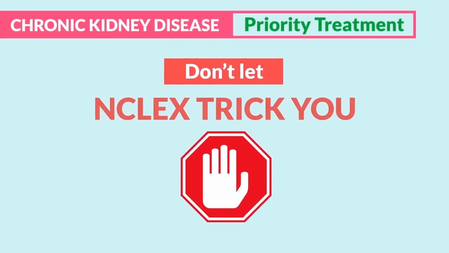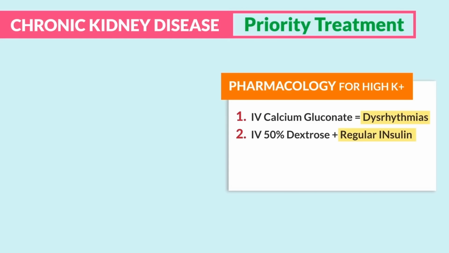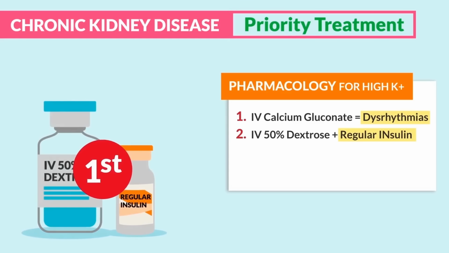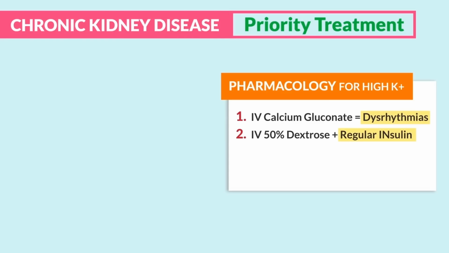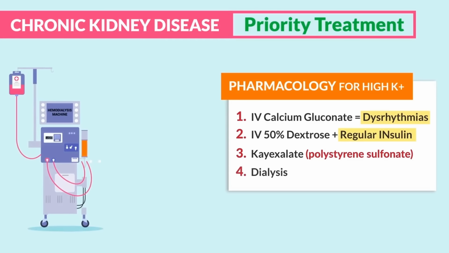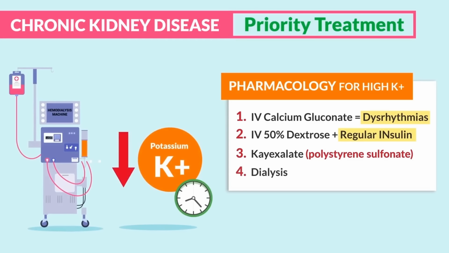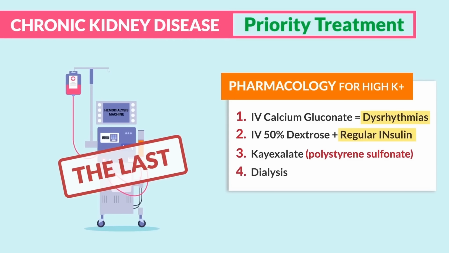Now, don't let the NCLEX trick you here. What if the key term dysrhythmias is not in the question? Well, then we progress to option 2, which is just to give the IV dextrose and insulin first to lower that high potassium. And lastly, 3 and 4, we can also give K-oxalate, that polystyrene sulfonate, as well as dialysis. But again, these typically take longer to lower potassium, so that's why we put them last here on the list, because they take a longer time.